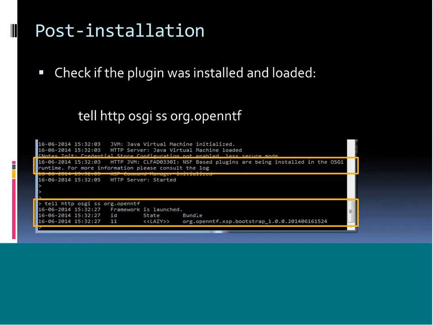After you've installed the plugin, you can check if it's installed on your server by entering this command in your server console, and the output that you're looking for is the one on the bottom, saying framework is launched, with a reference to the version of Bootstrap4XPages that you have installed.